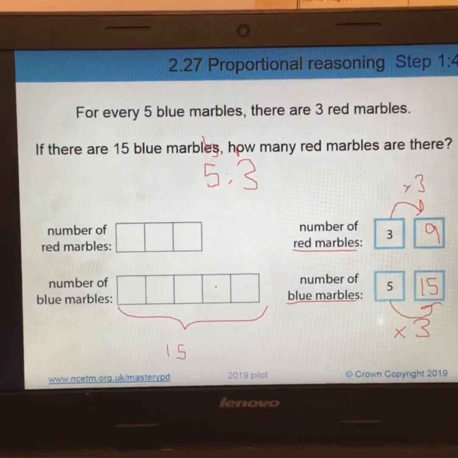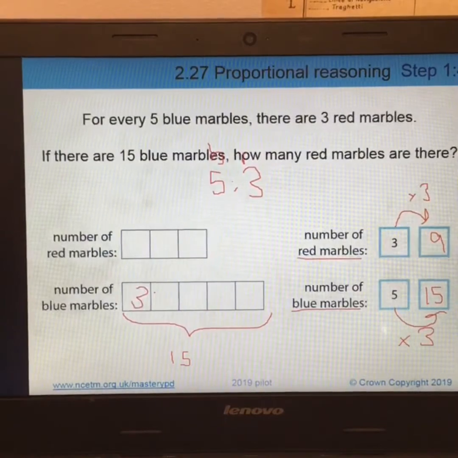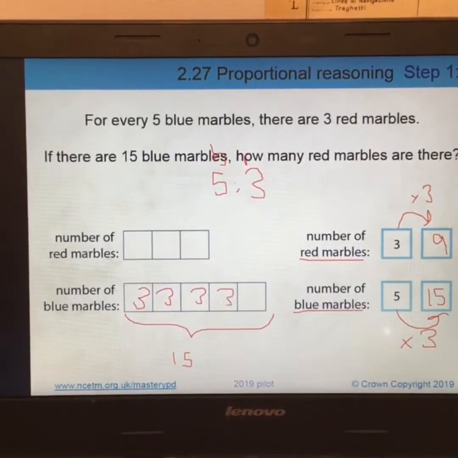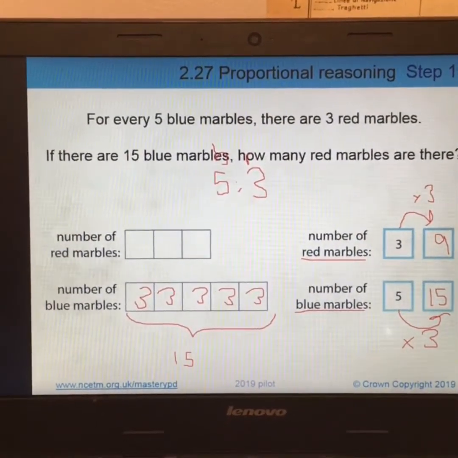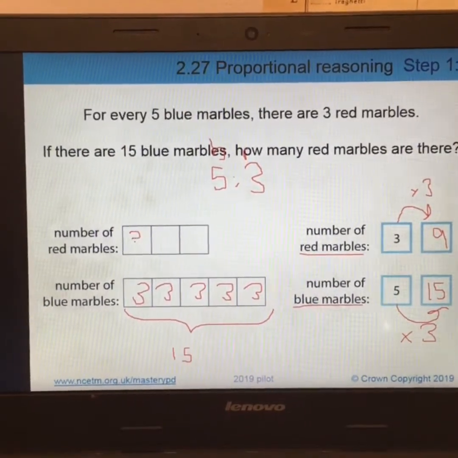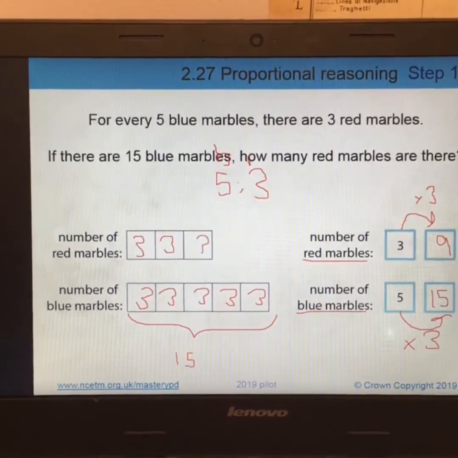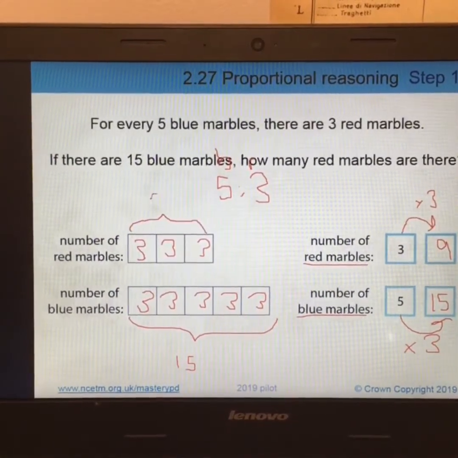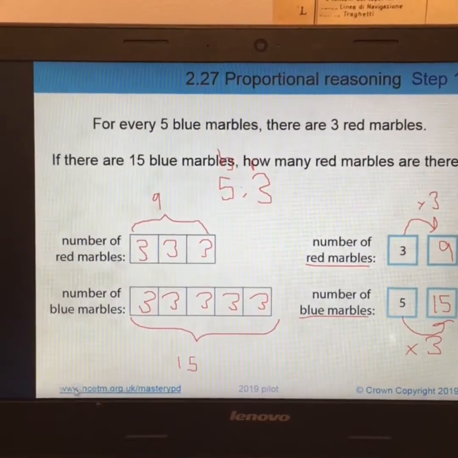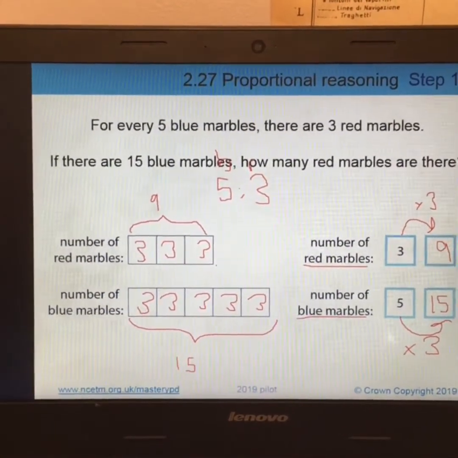So there's 1, 2, 3, 4, 5 parts. There needs to be 3 there, 3 there, 3 there, 3 there, and 3 there, because 15 divided by 5 is 3. So if each one of the parts is 3, then this is 3, this is 3, and this is 3. So altogether, this is 9. Yep, so far I'm happy. I'm proving my working out.